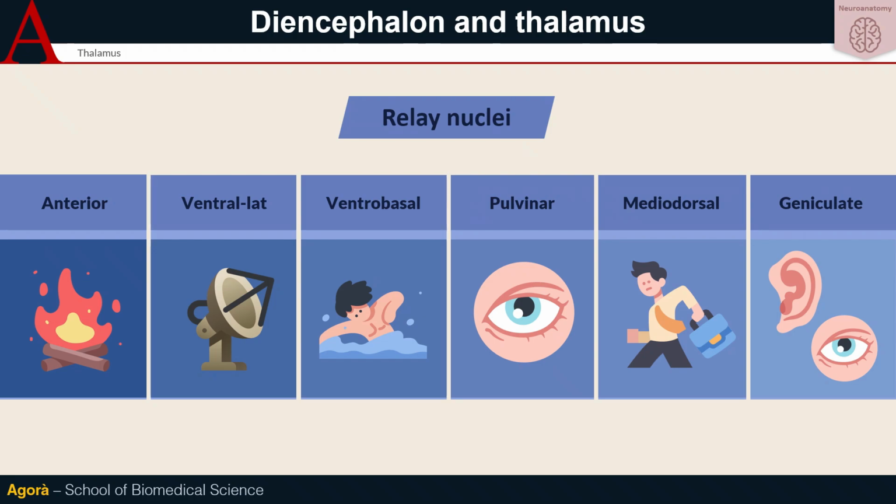Pulvinar belongs to the dorsal nuclei, is the largest nucleus, and plays an important role in attention processes triggered by visual stimuli. Mediodorsal nucleus, involved in working memory and experiences related to olfactory stimuli. Geniculate nuclei, also sensory in function, with the lateral geniculate body projecting to the primary visual area and the medial geniculate body projecting to the primary auditory area.